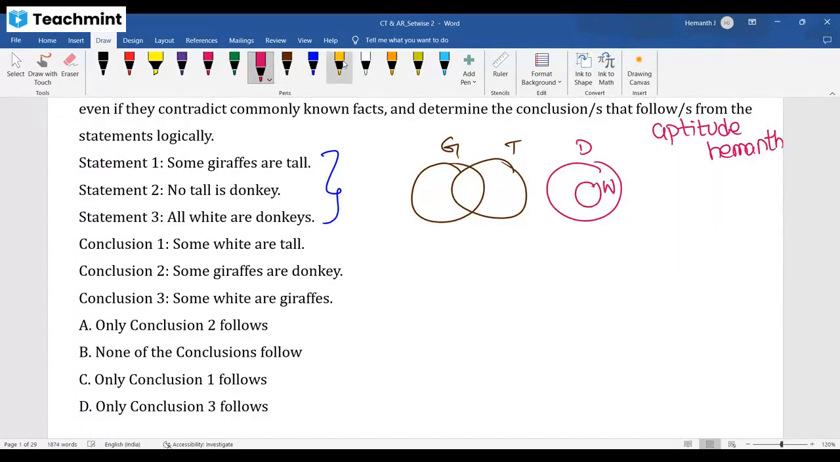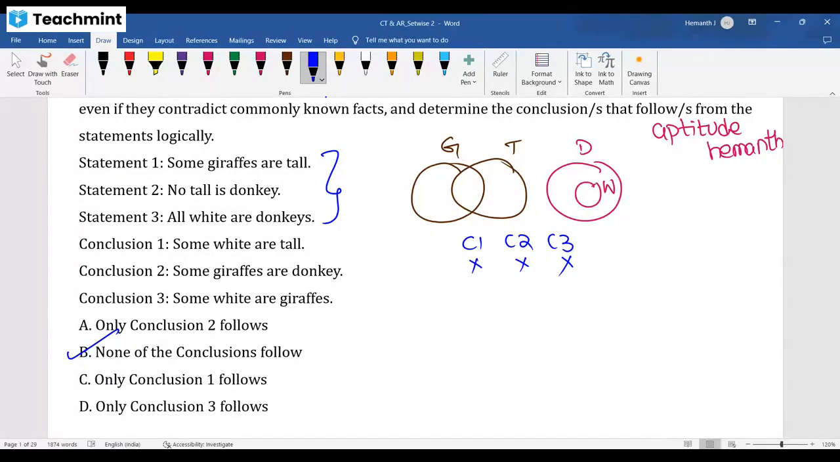Now here, conclusion one: some white are tall. Wrong. I can draw many other diagrams also, I'm just showing you one diagram to show what is going on. Some white are tall: white and tall are not connected. Second one, giraffes are donkey: giraffes and donkey are not connected here. White and giraffe are also not connected. All failed. That's why none of the conclusions follow.